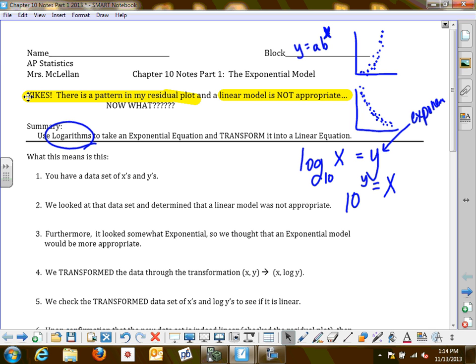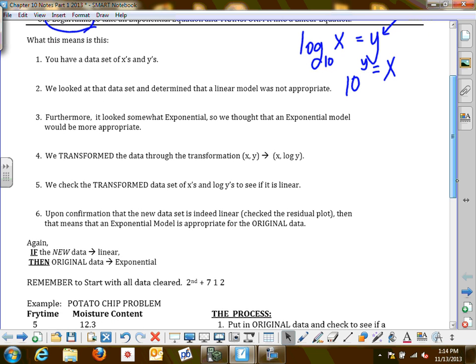So, in summary, I'm going to tell you what we're going to do, and then we're going to do it. First, we have a set of x's and y's. We put it in, we graph it. We looked at the data set, and it didn't really look quite linear. It looked like it had some kind of curve. We used the residual plot and knew a linear model was not appropriate.